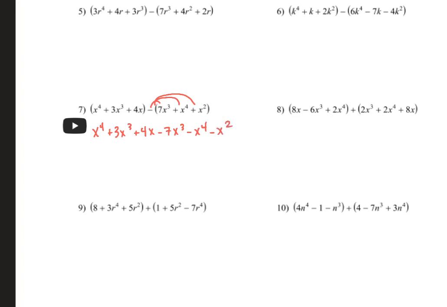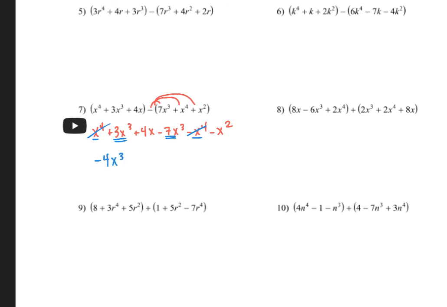Okay, now we're going to combine like terms. So looking for the highest degree, x to the 4th is the highest. And we have x to the 4th and negative x to the 4th. So those terms actually just cancel out. Next highest degree is we have x cubed. So 3x cubed and negative 7x cubed. So that's going to be negative 4x cubed.